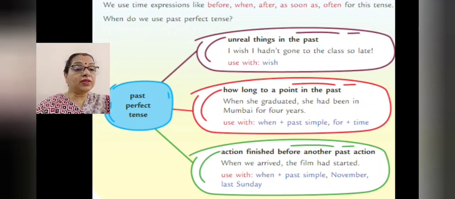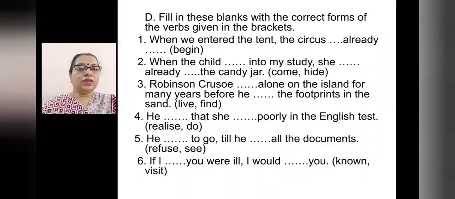When we arrived, the film had started. So here, "when", simple past, "arrived", and then the film had started. Here it is past perfect tense. Now let's do the next exercise. Fill in these blanks with the correct forms of the verbs given in the brackets.